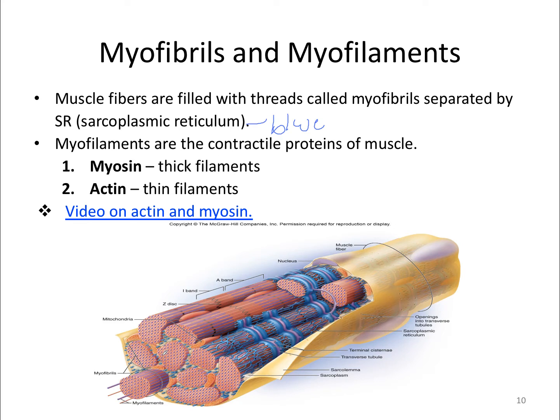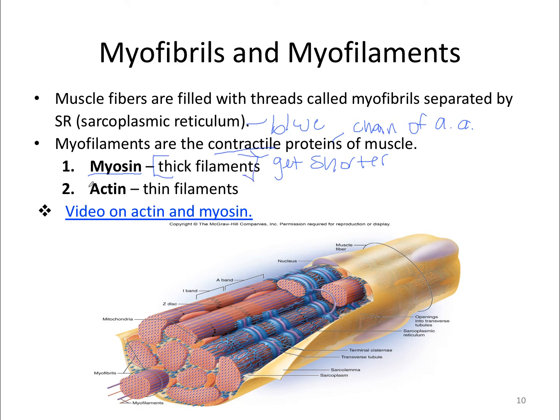The myofibrils themselves are made of two contractile proteins. Remember, contractile means get shorter. And of course, a protein is a chain of amino acids. So you have two kinds that interlock in something called a sarcomere, and we'll see this in a little bit. Myosin are the thick filaments. They're called that because they're literally thicker in diameter than the other filaments.